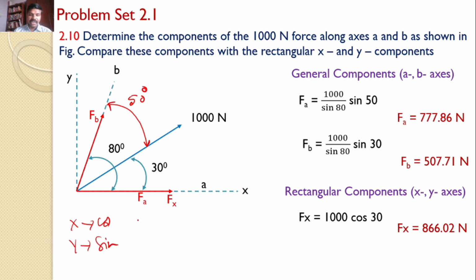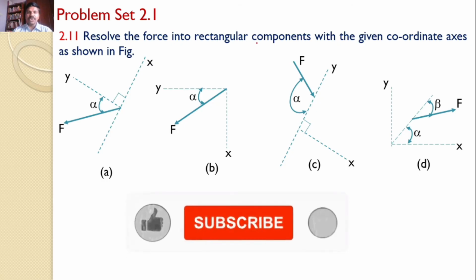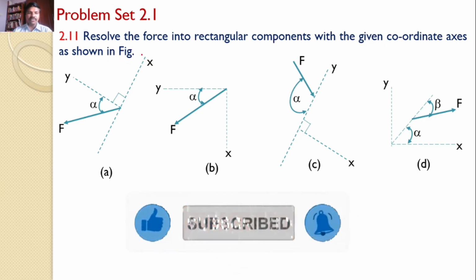What about the y component? Fy is equal to 1000 into sine 30, and that value is 500 newtons, and this direction is along y, and it is also divergent. Problem number 2.11. Resolve the force into rectangular components with the given coordinates as shown in the figure.